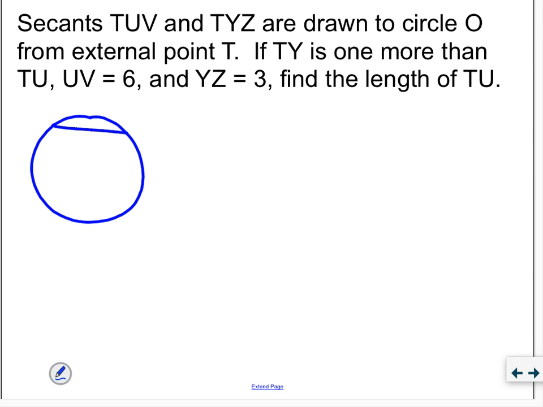Let's see what's going on here. External point T. So T is out there. Secant TUV and TYZ. Okay? And it says that TY is one more than TU. Well, I don't know what TU is, so let me call that X. And then TY is one more than that, so that's X plus 1. UV is 6. YZ is 3. Let's find the length of TU.